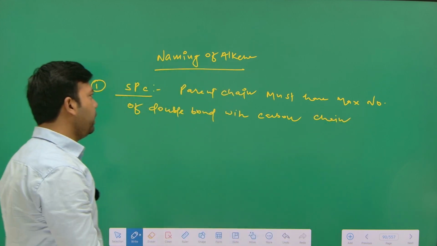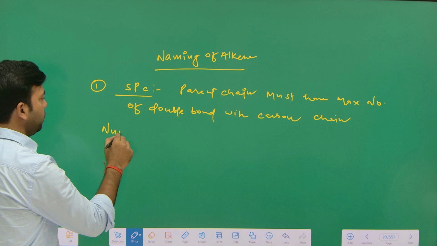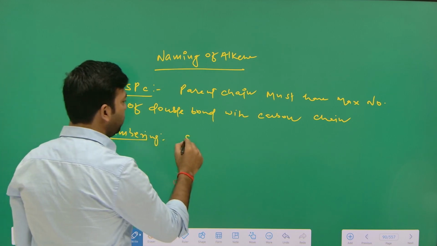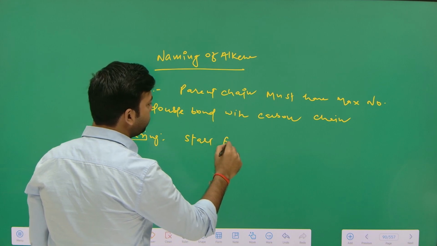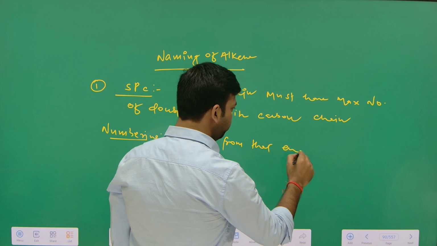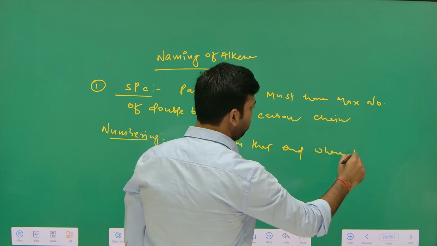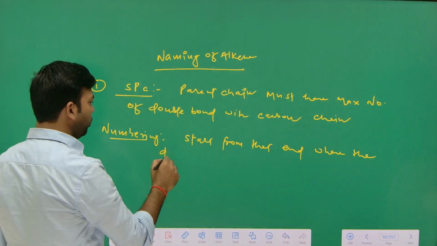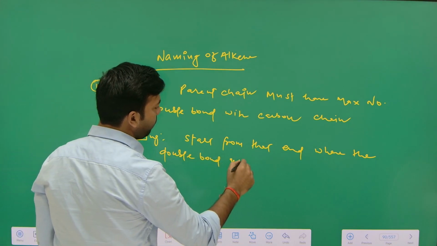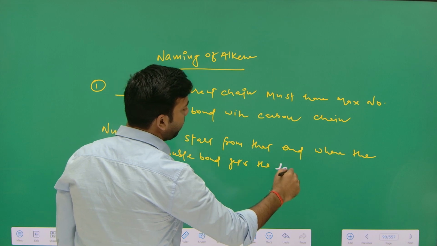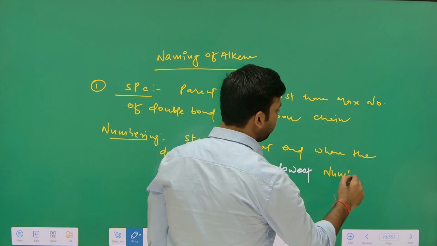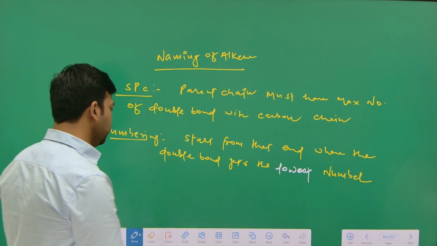And numbering I already did. Numbering is what? Start from that end where the double bond gets the lowest number. Lowest number. Look at the example.